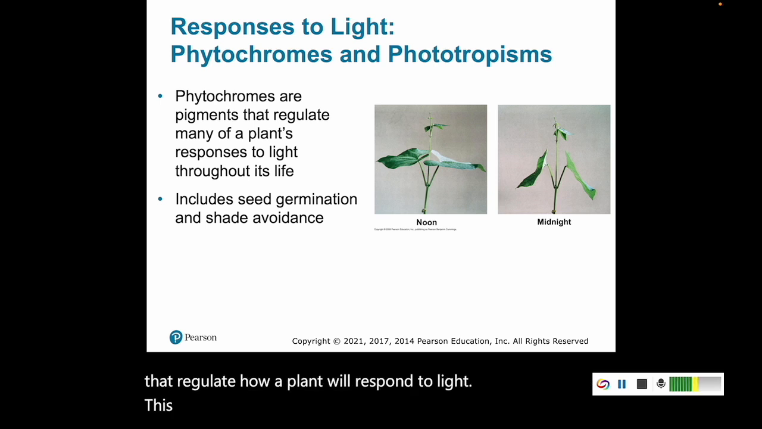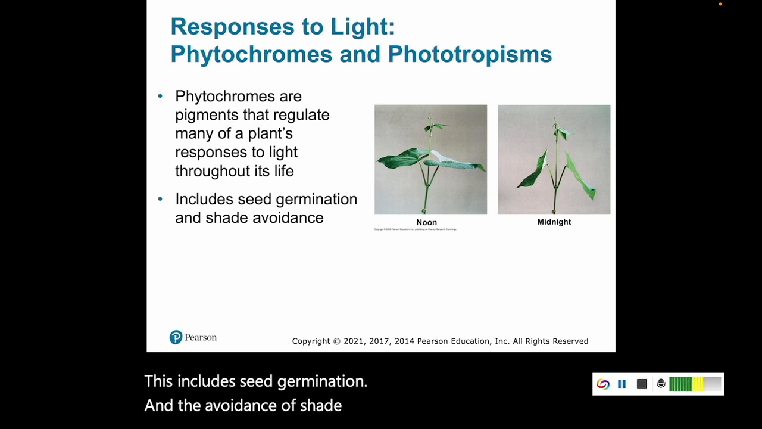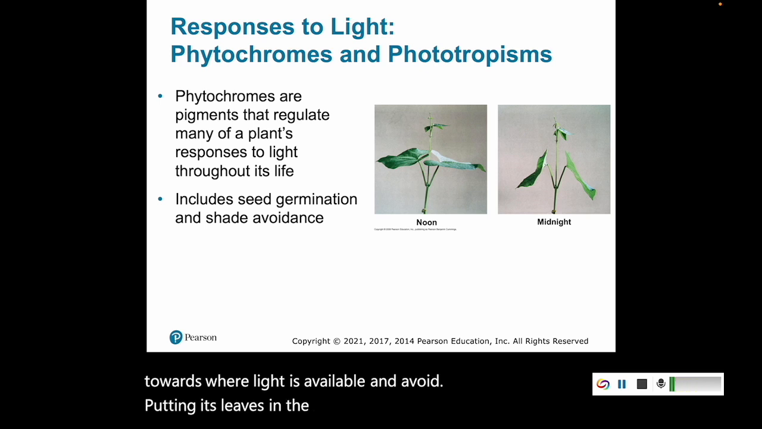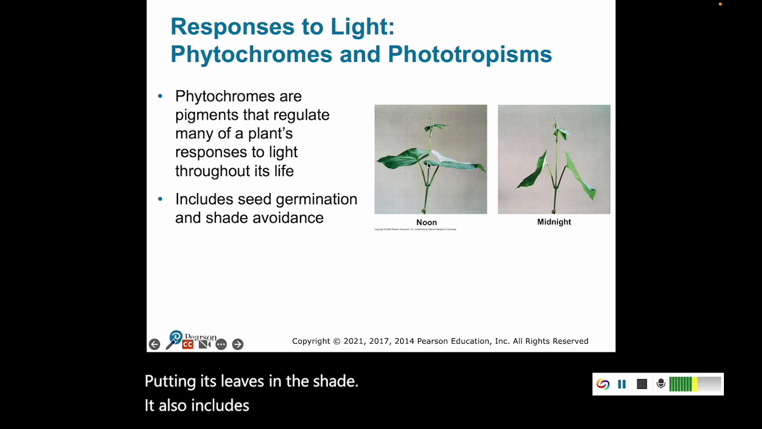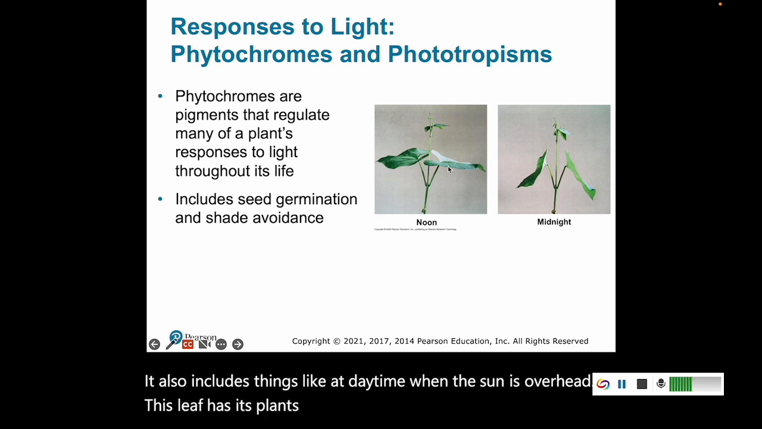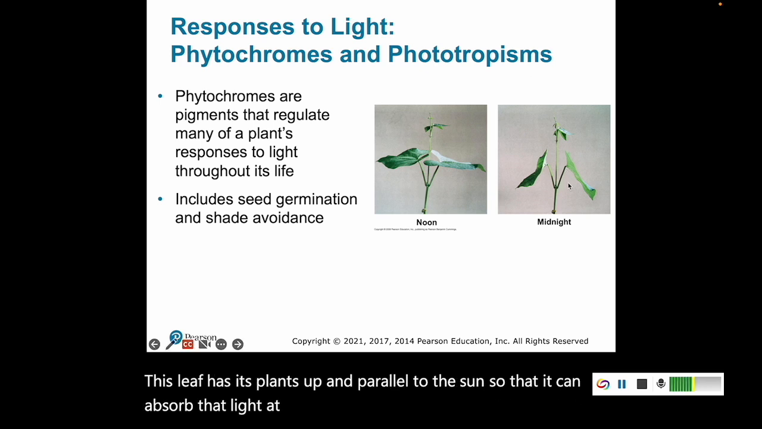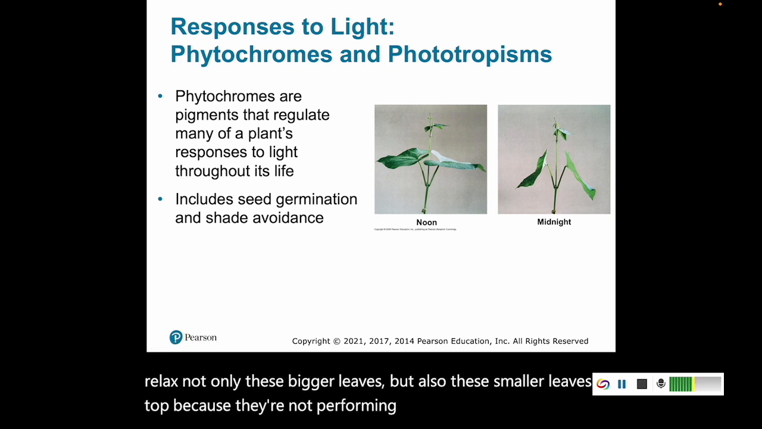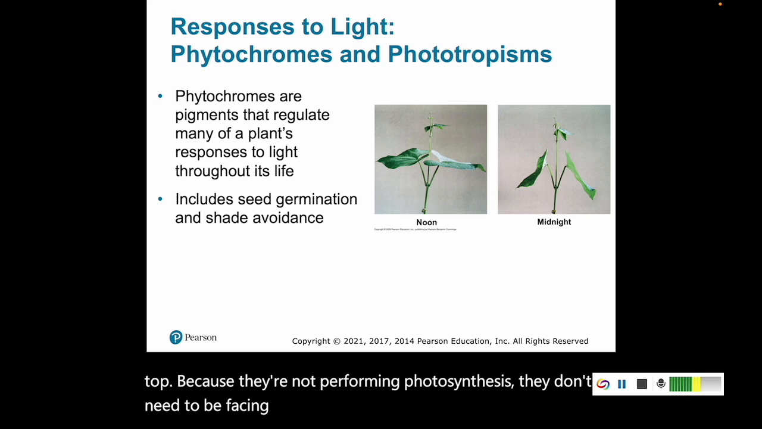This includes seed germination and the avoidance of shade. So a plant is going to try to bend towards where light is available and avoid putting its leaves in the shade. It also includes things like at daytime, when the sun is overhead, this plant has its leaves up and parallel to the sun so that it can absorb that light. At midnight, the leaves kind of go down, they relax. Not only these bigger leaves, but also these smaller leaves at top, because they're not performing photosynthesis. They don't need to be facing towards anything at that point.